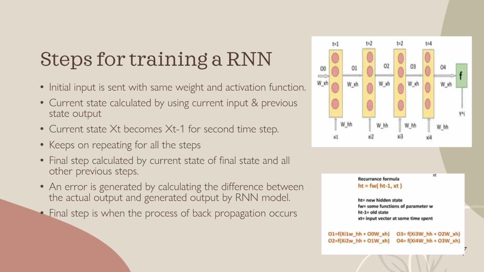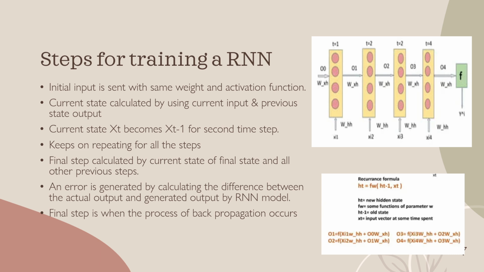The sixth step goes like this: an error is generated by calculating the difference between the actual output and the output generated by the RNN model. So this is the step regarding error finding and error detection. The last step is where the process of backpropagation occurs.